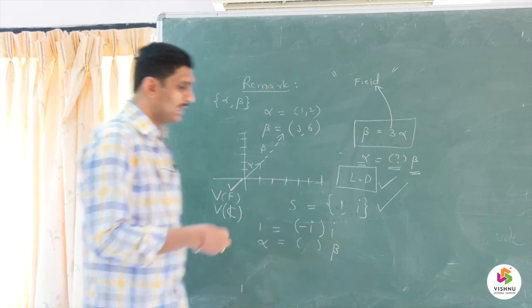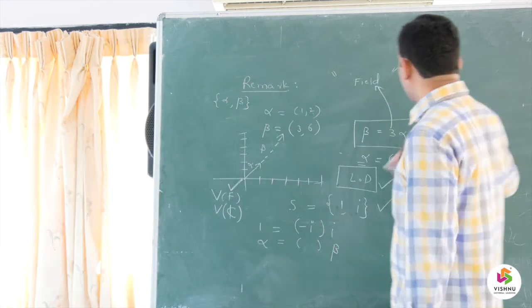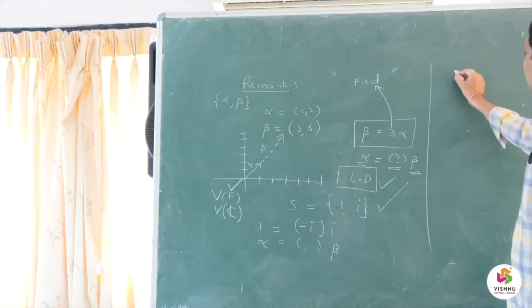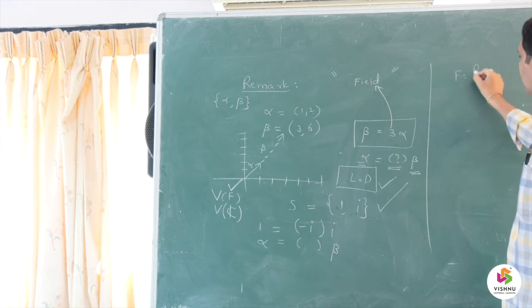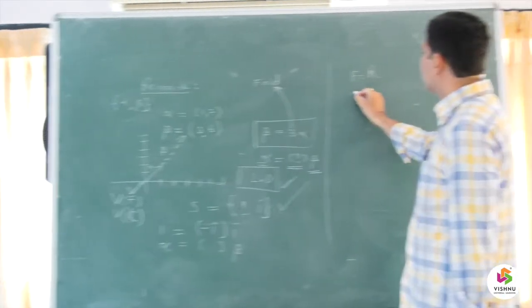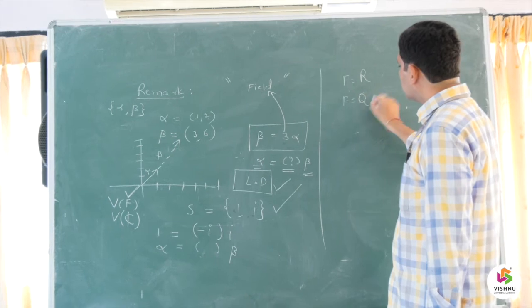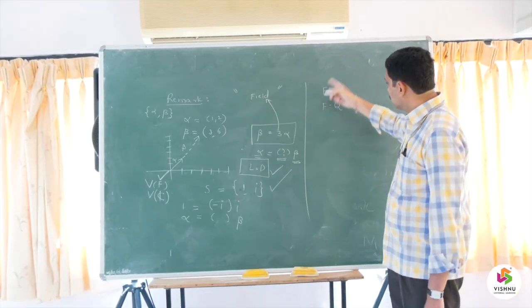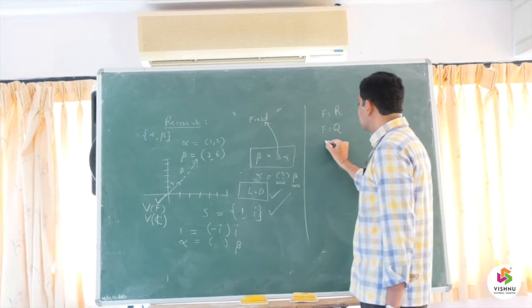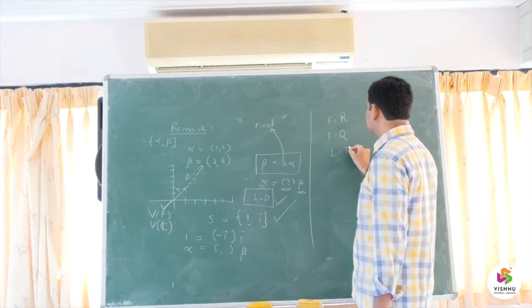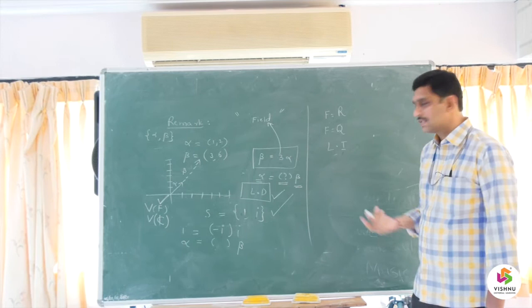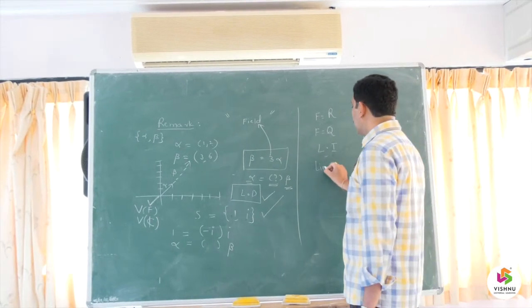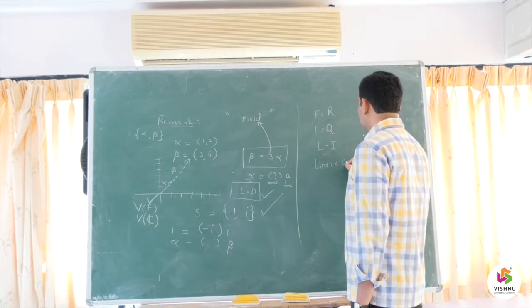So if you take any other field in place of F, for example, I can take F is equal to the real number system R, or I can take F is equal to the rational number system Q. You can take any one here. Then in these fields the set is linearly independent only, because here the linear combination is not possible.